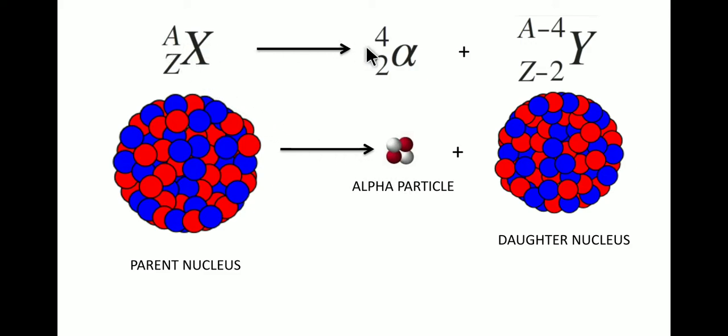We can simply understand that when 4 particles leave the nucleus of element X, the mass number becomes A minus 4. And the 2 protons which leave the nucleus change the atomic number, so Z minus 2 gives us the new atomic number of the new element, or the daughter nucleus. Thus the resulting daughter nucleus has 2 protons and 2 neutrons less than the original parent nucleus.